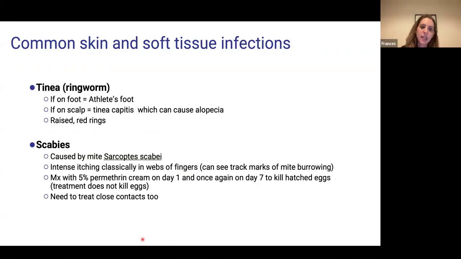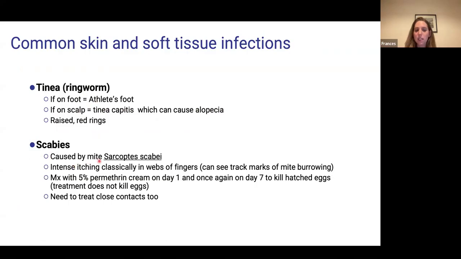Okay, skin and soft tissue infections from fungi and parasites. We need to think about things like ringworm. If it's on the foot, we're thinking athlete's foot. On the scalp, you want to think about tinea capitis, which can cause alopecia. So if you have a patch of hair loss, you might be thinking they might have ringworm, and they tend to have these raised red rings.